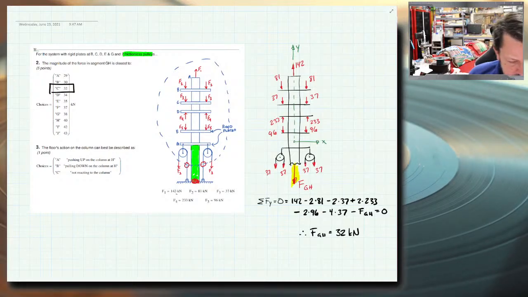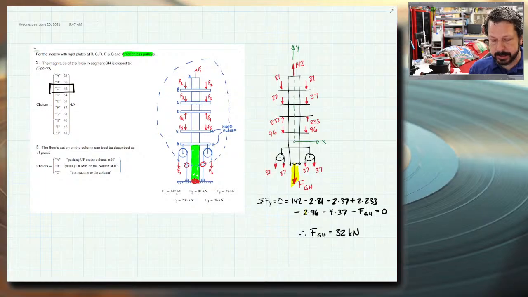And that helps us answer the next part, because part 3 says the floor's action on the column can be best described as, is it pushing up on the column, is it pulling down on the column, or is it not reacting? So not reacting would mean that we calculated GH and there was 0 kilonewtons in there. There's no force at all in GH, which could be possible. We could have had the right combination of numbers that added to 0.